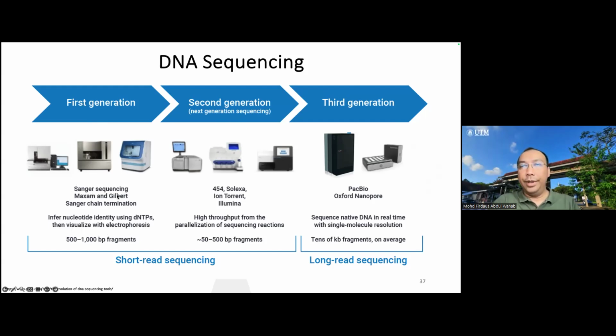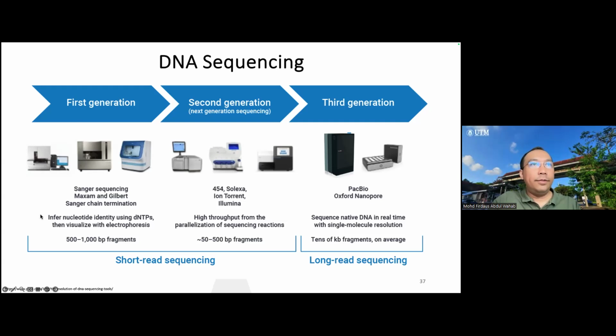I still remember during my master's time, we sent off for sequencing of a single gene, and then we got back results as an electropherogram with different colored peaks to see the identity of the nucleotide at that particular site.